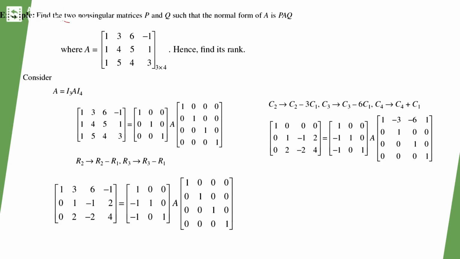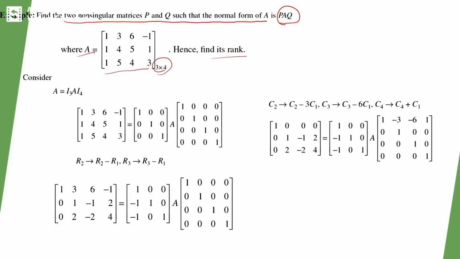Find the two non-singular matrix P and Q such that the normal form of A is PAQ. So this is the normal form of A. So the matrix A is given. This matrix has an order 3 cross 4. And also we have to find the rank of that matrix.